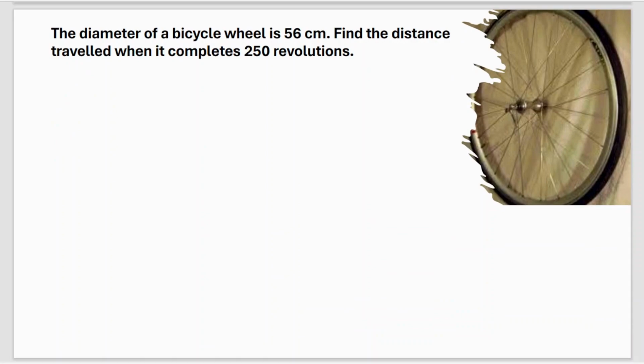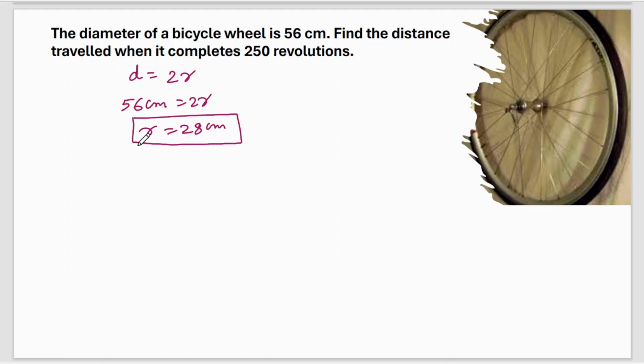The diameter of a bicycle wheel is 56 centimeter. Find the distance traveled when it completes 250 revolutions. Now, diameter is given as 2r, so 56 centimeter equals 2r. That means r equals 28 centimeter. Now find the distance traveled when it completes 250 revolutions.